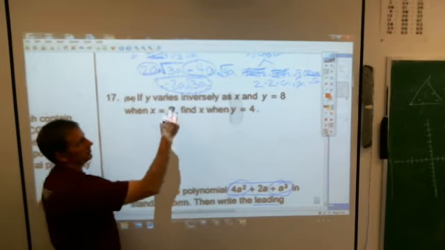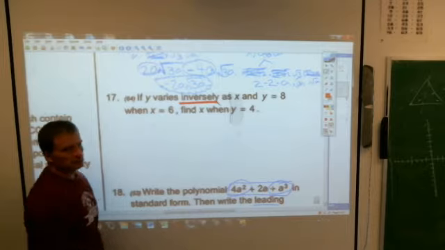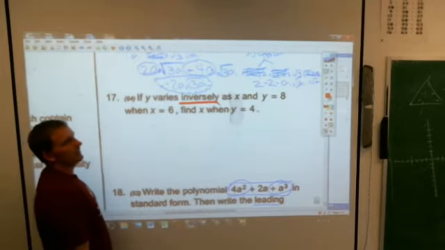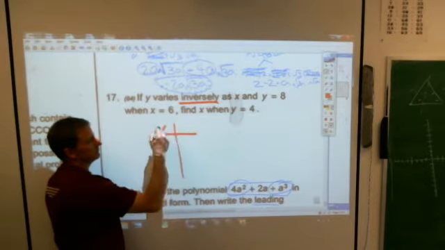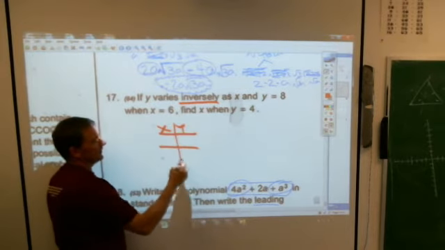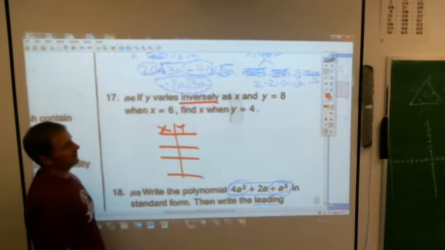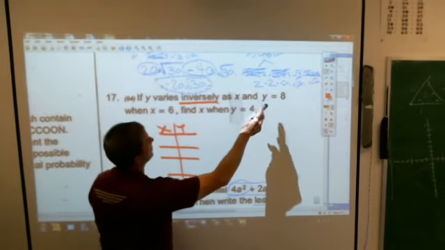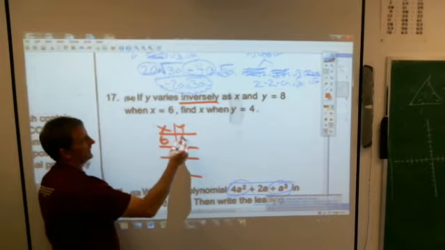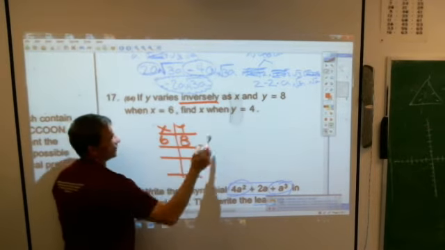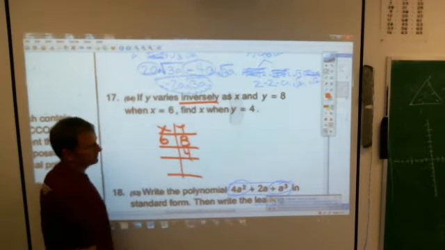Jason, notice this is inverse variation. Again, the same thing really, I would make a table and put the x and y values in there. Okay, I know y is 8 when x is 6. Find x when y is 4.